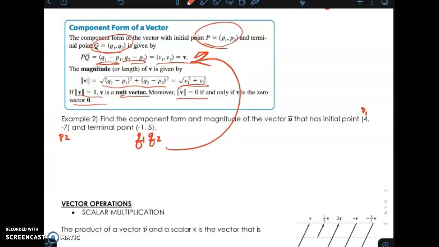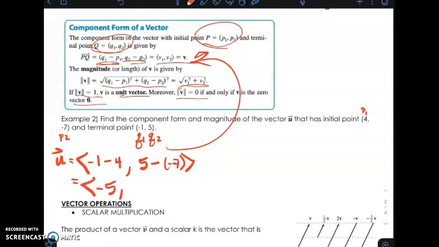So vector u, which is bolded and has an arrow on top, would be Q1, which is -1, minus P1, which is 4, comma Q2, which is 5, minus P2, which is -7. And then here we're getting -5 and 12. So that's the component form.